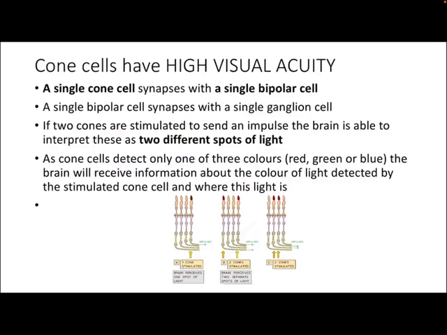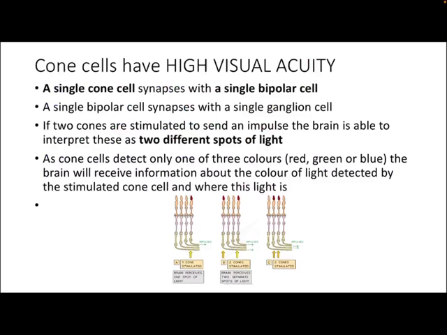So if 2 cone cells were stimulated to send an impulse to the brain, then it would be able to distinguish the 2 different spots of light. And because our cone cells detect either red, green or blue, the information that the brain would be receiving would be telling about what amount of red, green or blue cone cells have been stimulated. So the diagram at the bottom here shows 1 cone cell has just been stimulated, so the brain is going to perceive that as 1 spot of light.